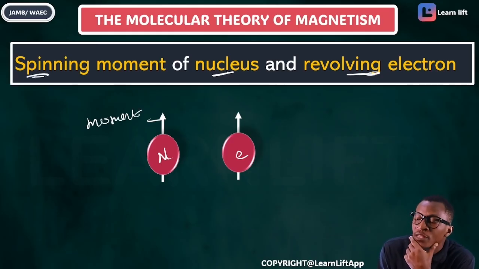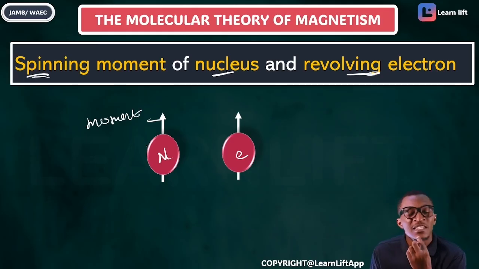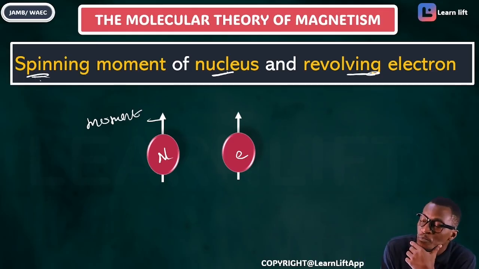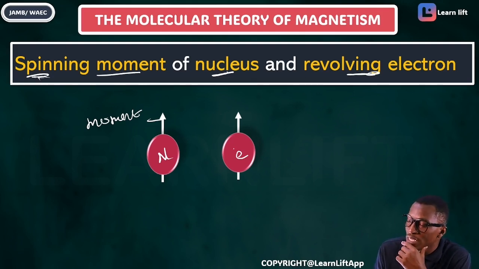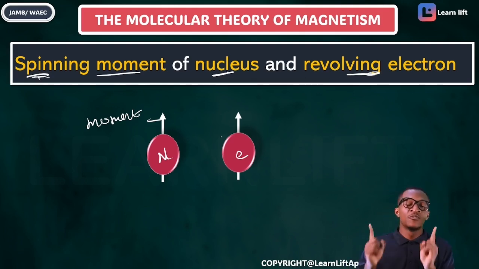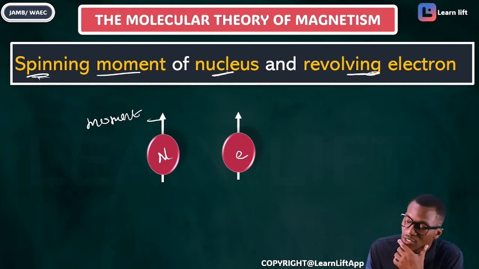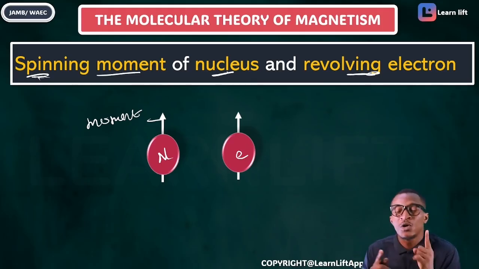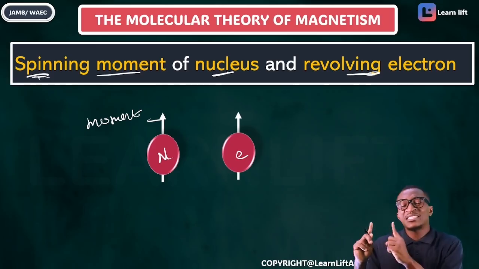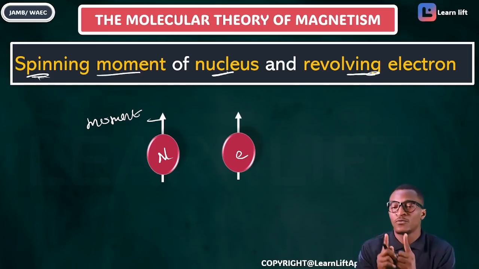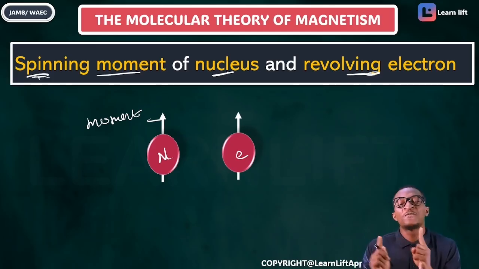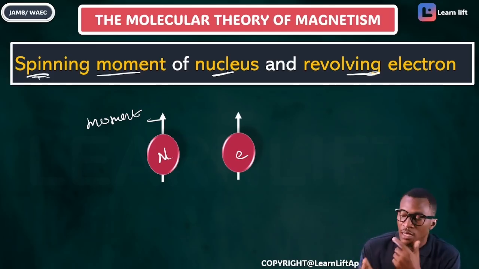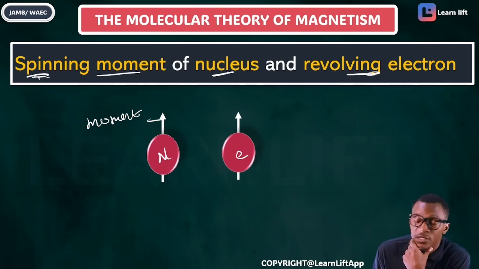So as a nucleus is spinning, it causes a moment. That's how we say spinning moment of nucleus and revolving moment of electron. As far as there is movement, it is called moments. Are you seeing that? As a nucleus is spinning around, it induces this arrow, the moment. So the spinning moment of nucleus, we can also call the revolving moment of electron. This is the electron, this is the nucleus.